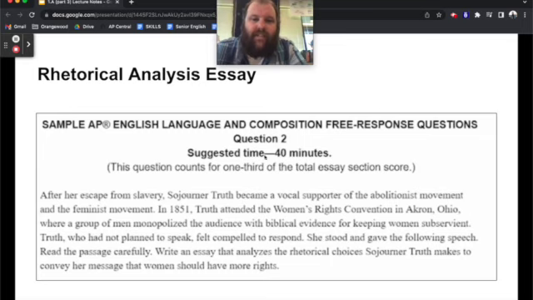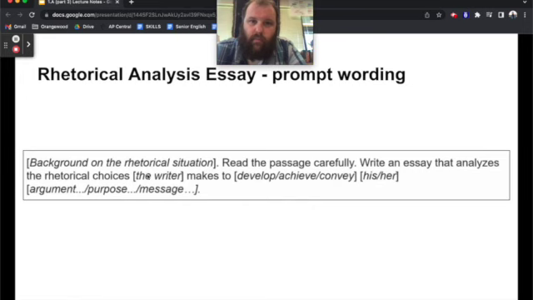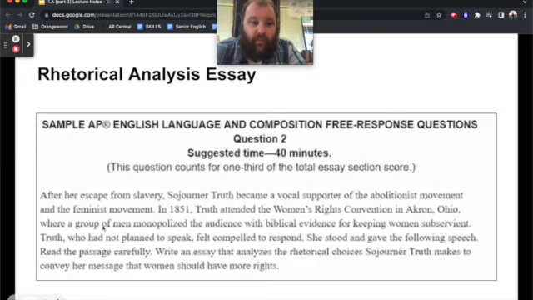It'll say the suggested time, 40 minutes for the essay. This question counts for 1/3 of the total essay section score. That's just exam language, but that'll always be there. Now, on the last slide, you saw the prompt wording. Now, here's a real example, that prompt wording filled in. So here we go. Here's the text that we're going to look at today, and here's some background on it.